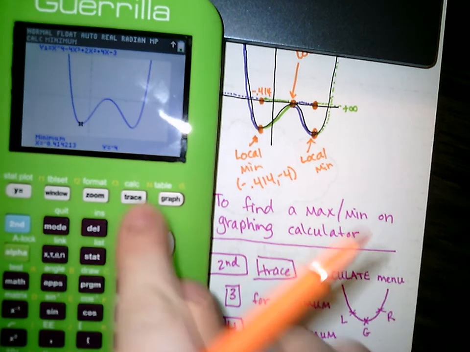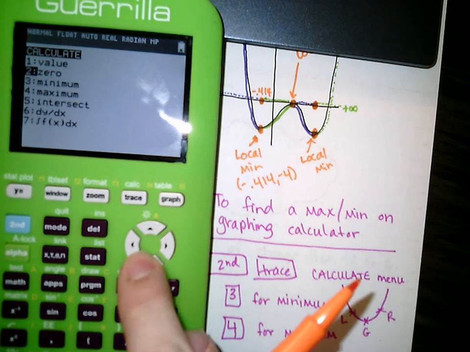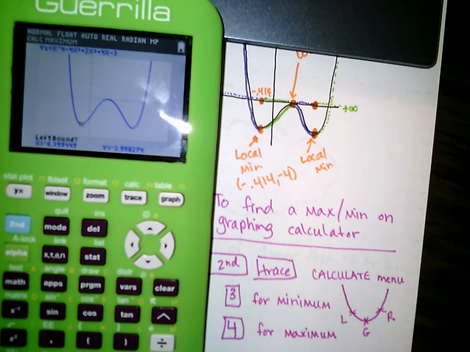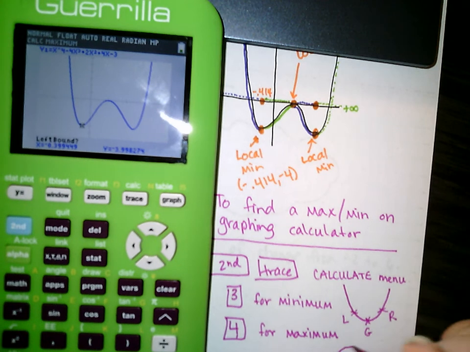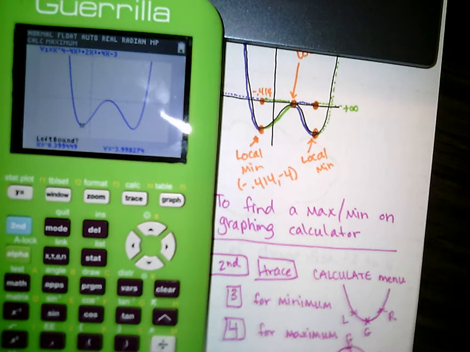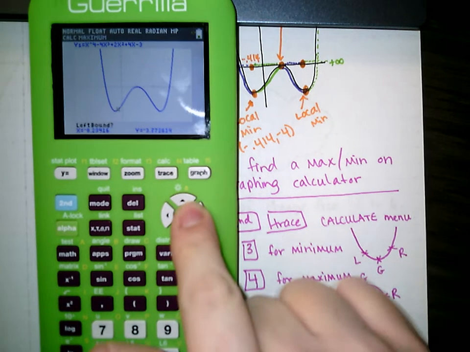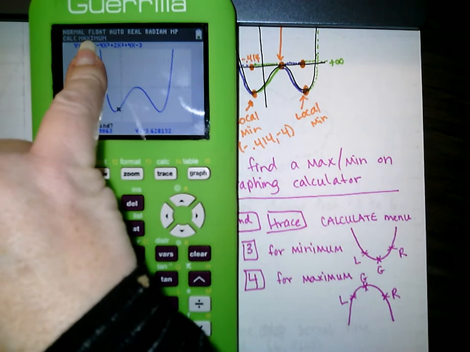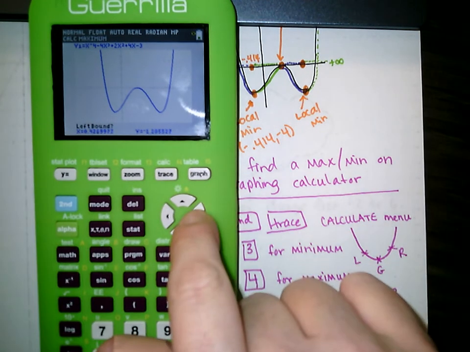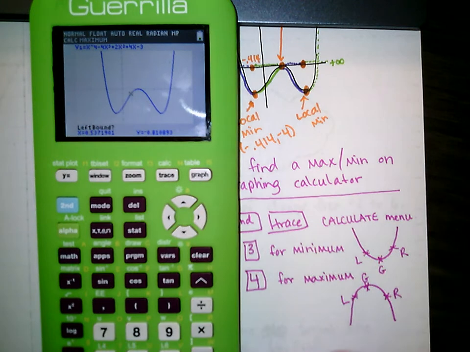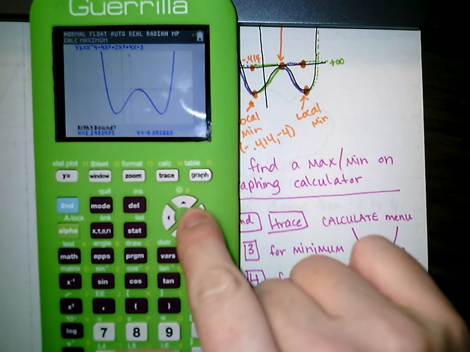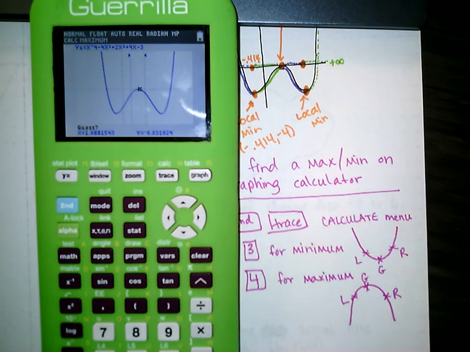So we do again, second trace, and we're going to choose maximum. Now it's going to ask me those same questions as it did on the minimum. This time my spider on the left will be over on that side, on the right will be over on this side, and my guess will be near the top. You can't see that. There you go. So I'm working for a maximum, and it says maximum at the top. So just double check and make sure you're always doing the right thing. Left bound is to the left of the maximum. Right bound, I got to go to the right of the maximum, and then guess right on top of it.